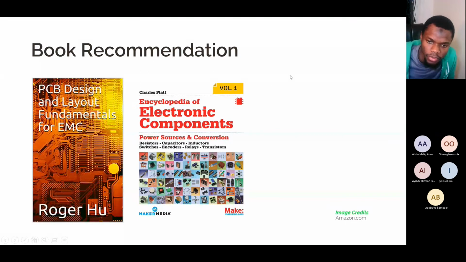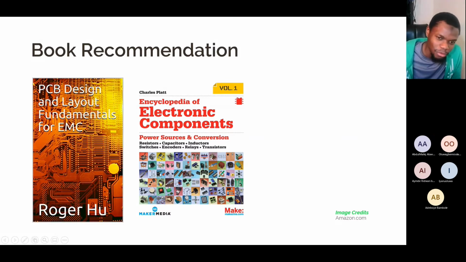But before you get to that level, if you are still on a very basic level, you should probably start with the Encyclopedia of Electronic Components. This book explains in detail what each of these electronic components does. It has very nice figures that are used to explain what each component does. We talked about resistors, capacitors, and inductors earlier, but there's no way we can go in depth and really understand how those things work in this short period of time. So if you want to understand these things better, you should really get this book.